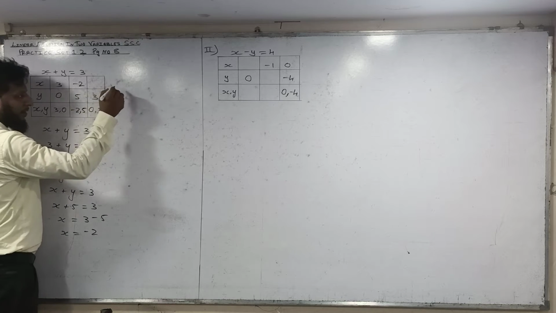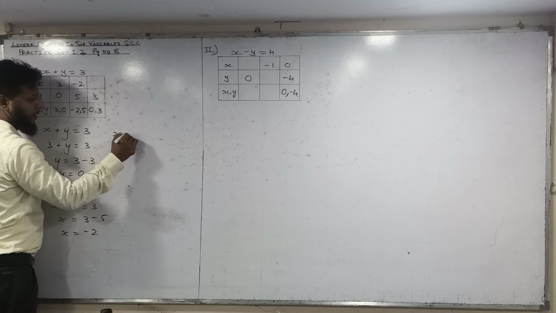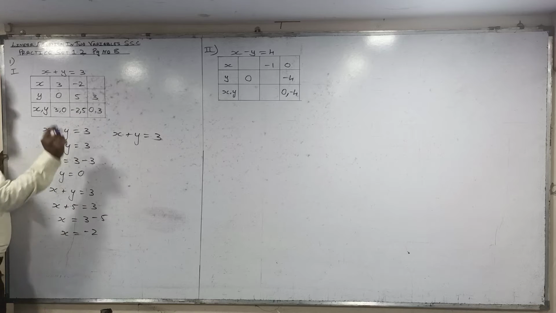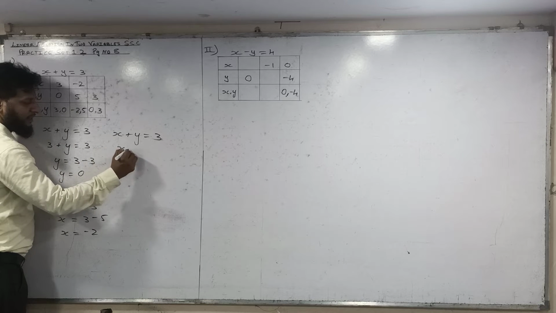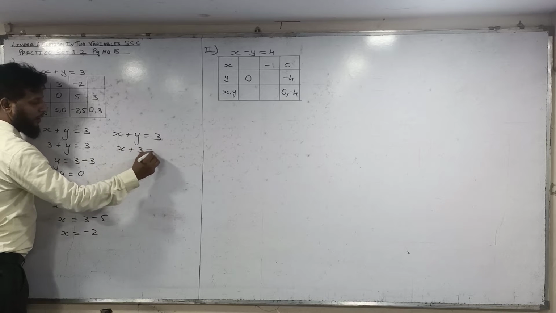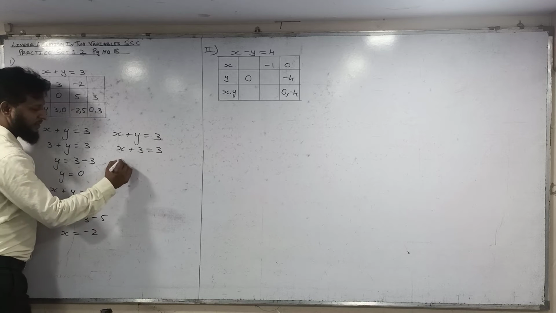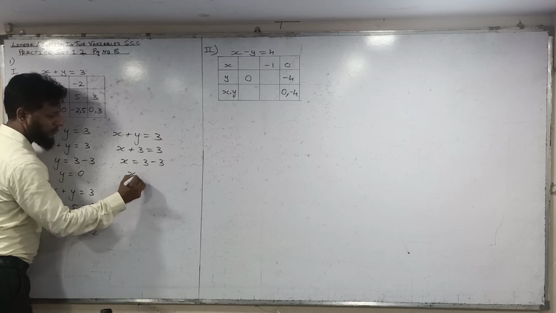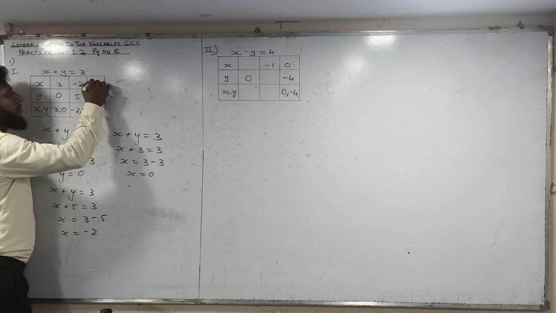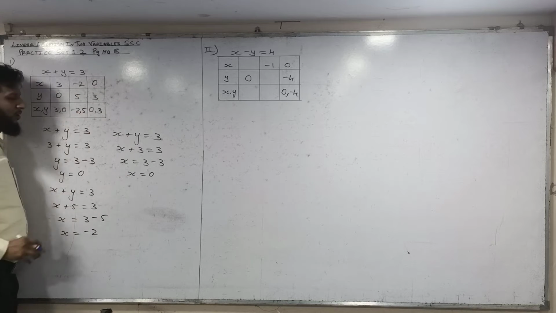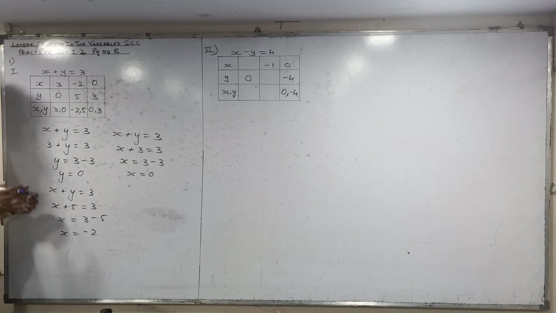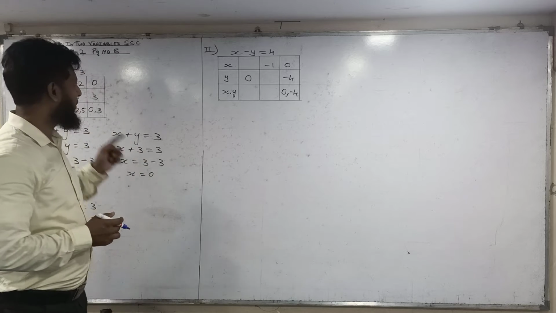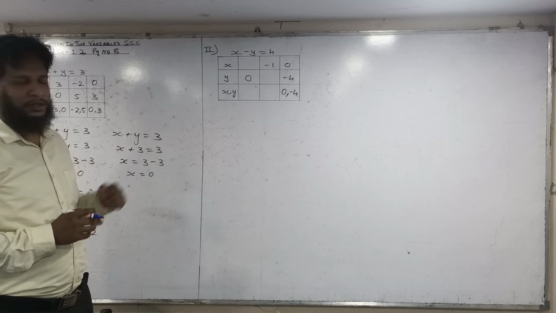Again write the equation x plus y is equal to 3. Here the y value 3 is given, so x plus 3 is equal to 3. x stays as it is, and the 3 goes to the right side as minus 3, so x is equal to 0. So 0 and 3 are already written in your textbook. Here you have to find the values of x and y, draw this and write the equation.